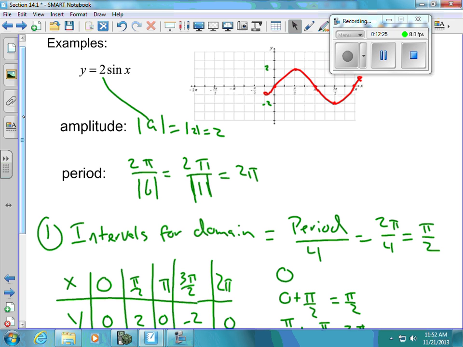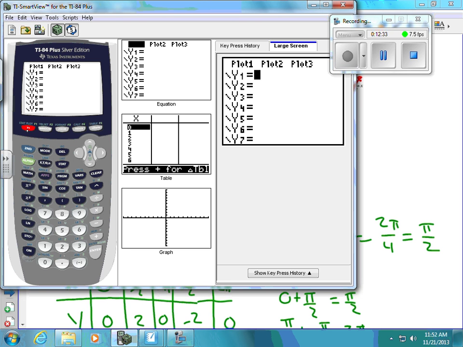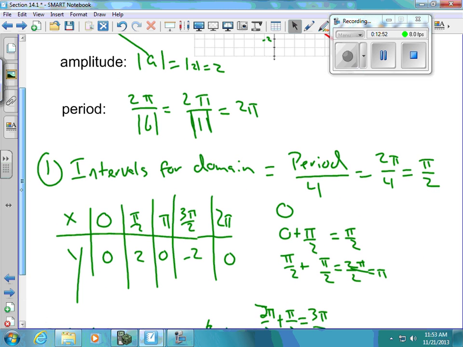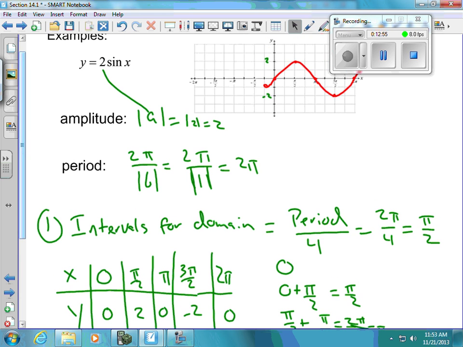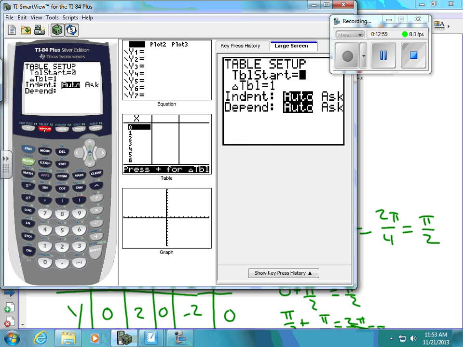How would I do this in the graphing calculator? We would go to y equals and type in 2 times the sine of x. This is why we need our measures in radians, not degrees. We already set up our intervals, which is something we do by hand, because that's how we know how to set up our calculator. Once we do that, we go to our table set, which is second window.